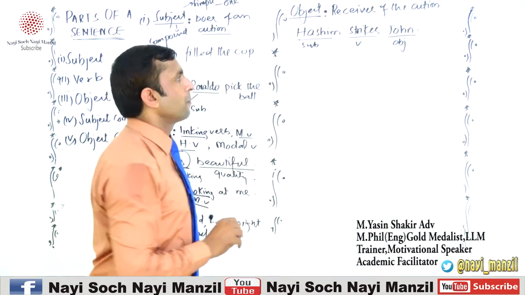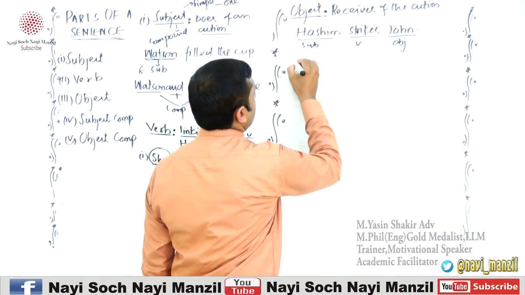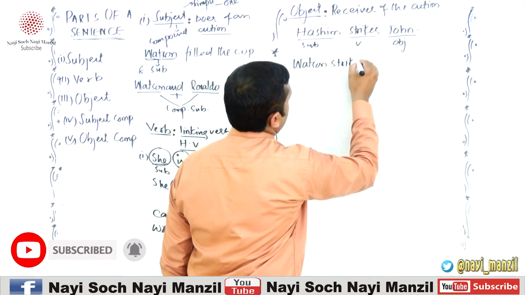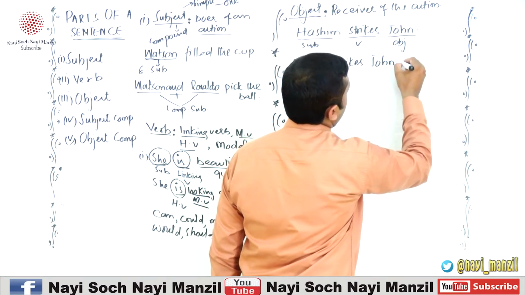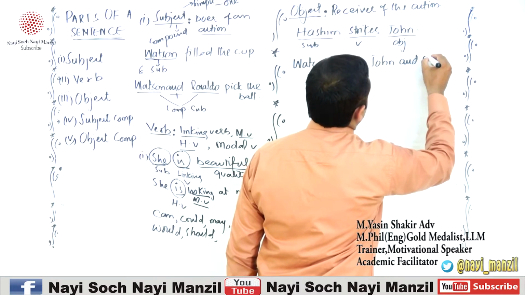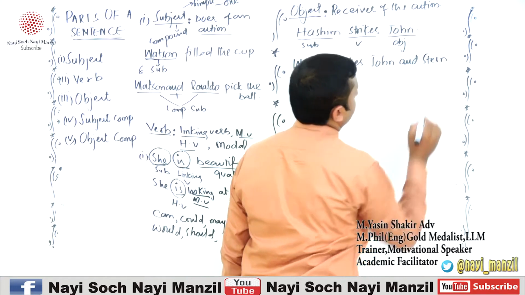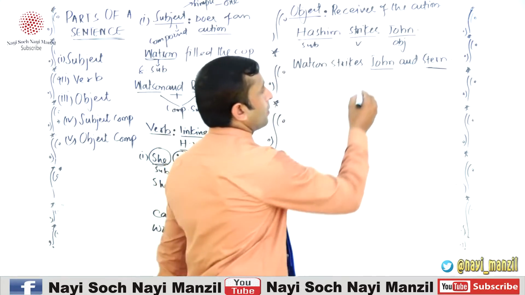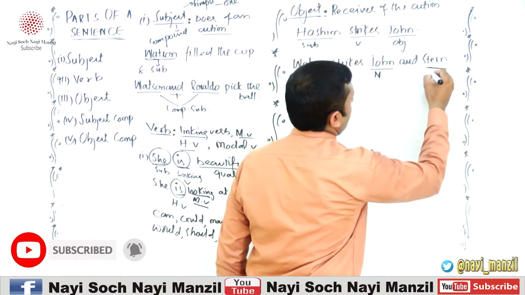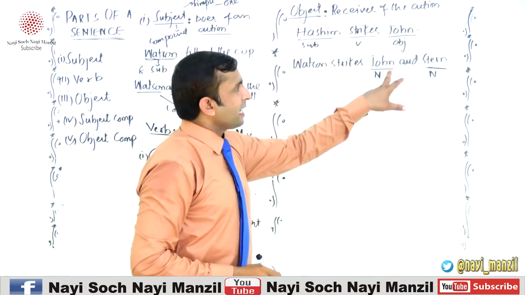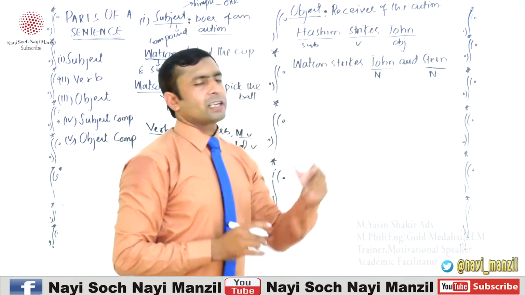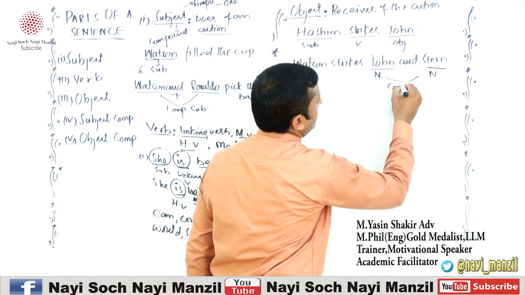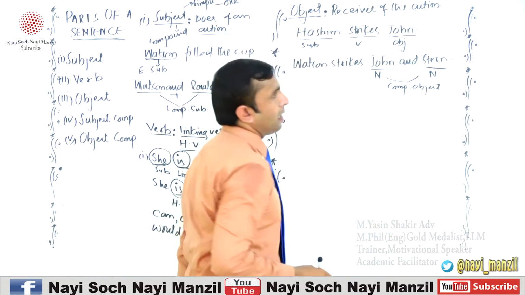It is an object. Now, here is one more sentence. Watson strikes John and Stern. John and Stern, these two are nouns and both receive his action. Here is one and the two. Both are nouns and both are receiving the same action. They are known as compound object. Same action is received by the two.